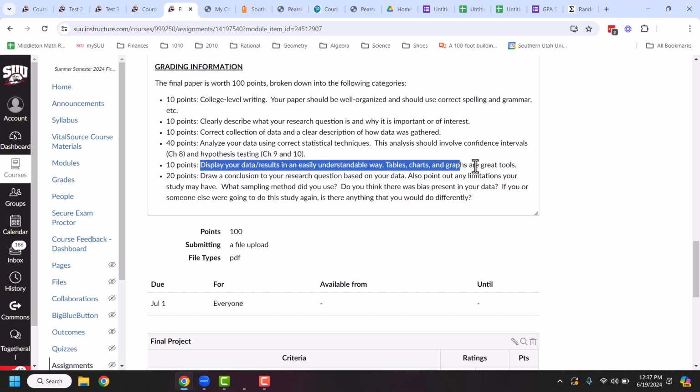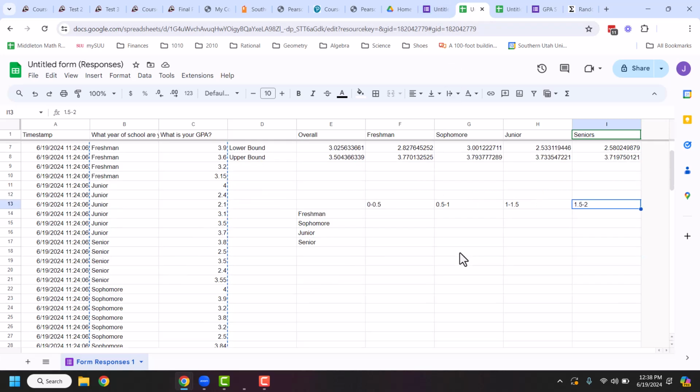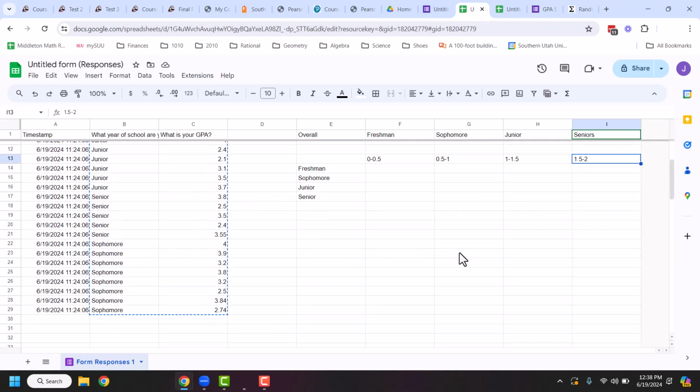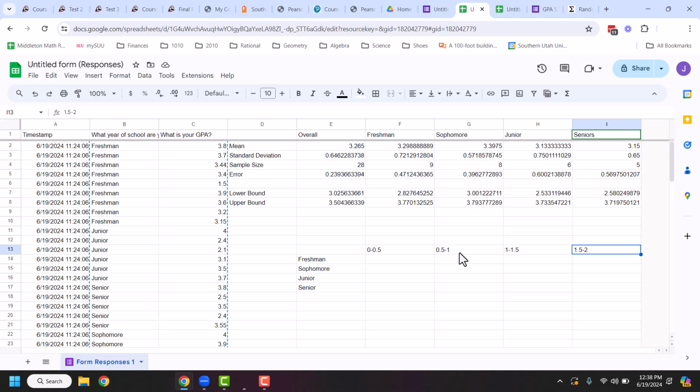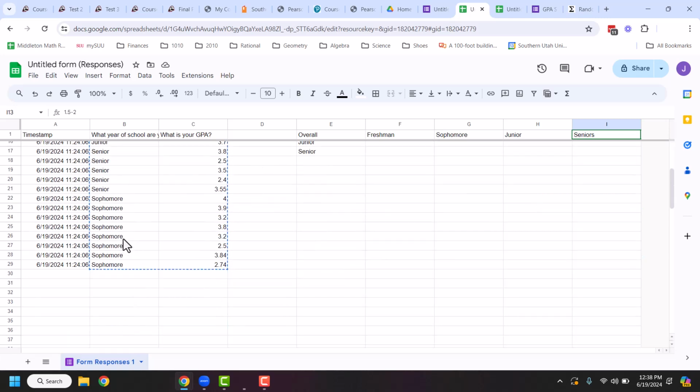This part, displaying your data and results in an easily understandable way. You want to use tables, charts, and graphs. They can be pie charts, they can be histograms, whatever you feel like is going to convey your data in the most understandable way. For my specific situation, I might have used a pie chart of how many freshmen, juniors, and seniors and sophomores were in my sample.